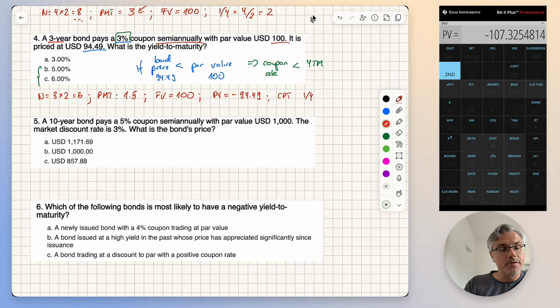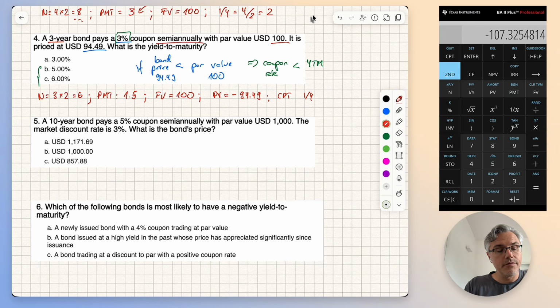Okay. Now, I'm going to clear my time value of money worksheet by pressing second FV, and now 6 for N, 1.5 for PMT, 100 for FV, 94.49 negative for my PV. And let's compute I over Y. I get a nice 2.5. Now, 2.5 does not feature on the list of possible answers, although it probably should, because it's such an obvious answer to pick, and it's wrong.